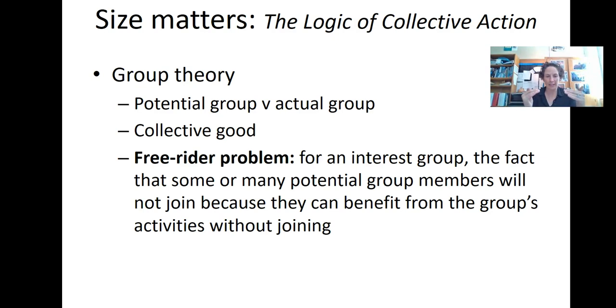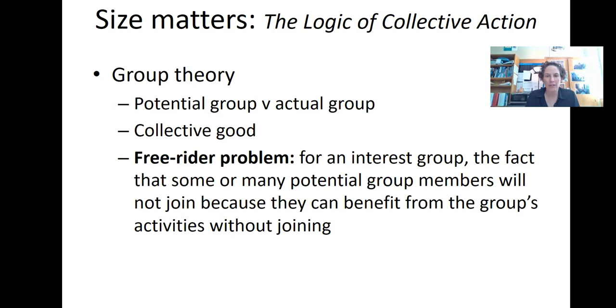But let me go back to how this theory works. He says that you have a potential group and an actual group. So the potential group, that is going to be the group of people that would benefit from some policy.